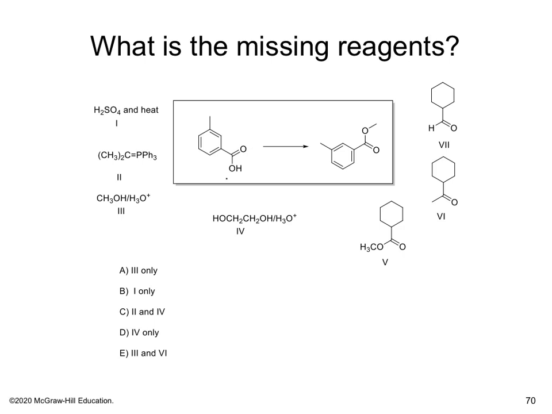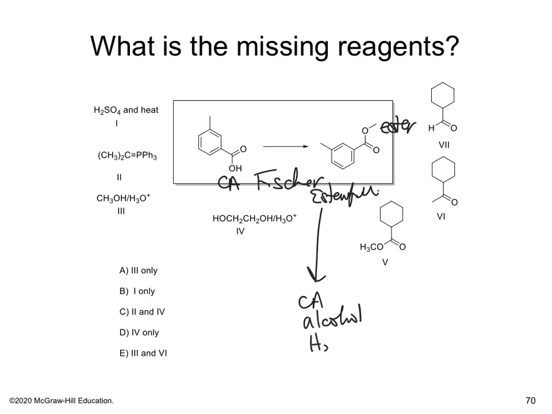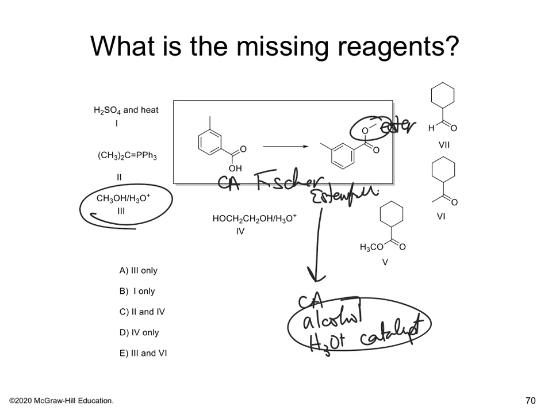What is the missing reagent here? You have a carboxylic acid and an ester. An ester from a carboxylic acid is Fischer esterification, and that requires three things. You need a carboxylic acid, you need an alcohol, and because it's a carboxylic acid, you're going to need an acid catalyst. If you miss any of those things, it's wrong. So acid catalyst and your nucleophile, your alcohol, is right here. So 3 only would do Fischer esterification.